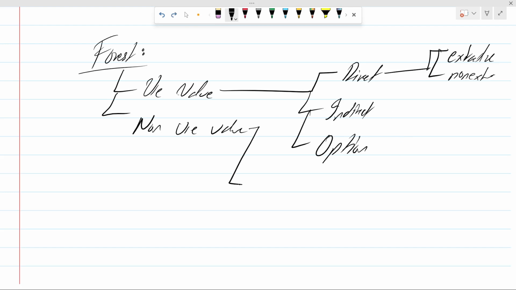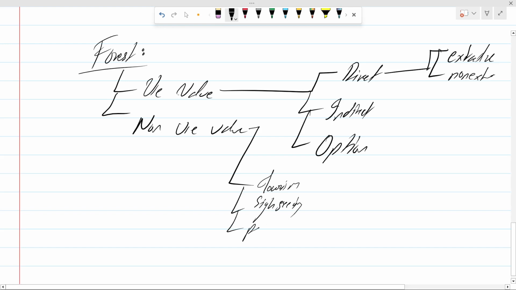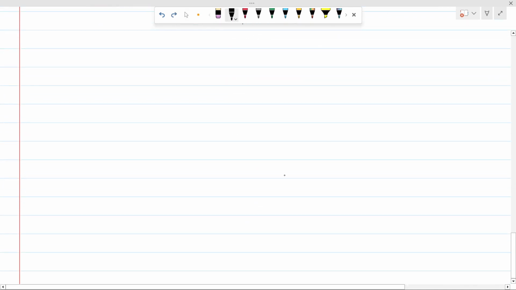और non use value में क्या आता है? Tourism. साइट सीइंग, ऐसे ही घूमने के लिए. फिर पीस, है ना, इसके लिए दीज आर नॉन यूज वैल्यूज. वही है फॉरेस्ट का यूजेस.